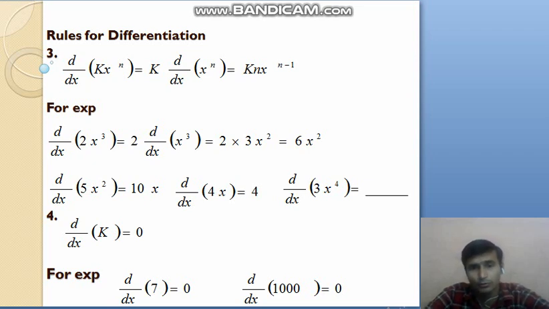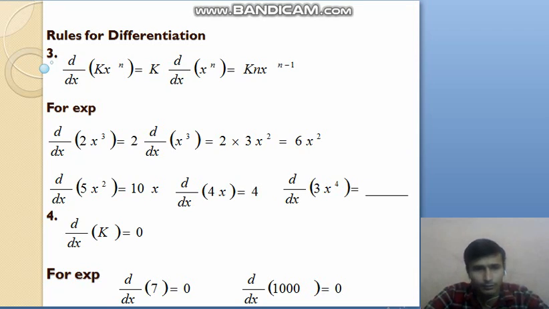So these 4 rules are very important to calculate the differentiation of any equation, any physical quantity with respect to another physical quantity. So you must remember these 4 rules of differentiation.